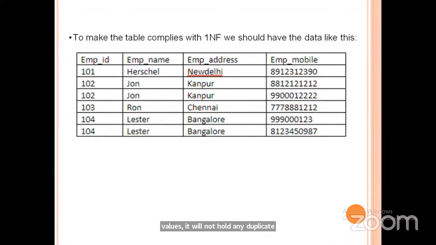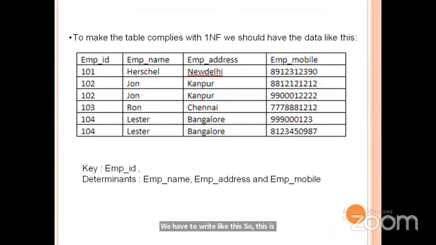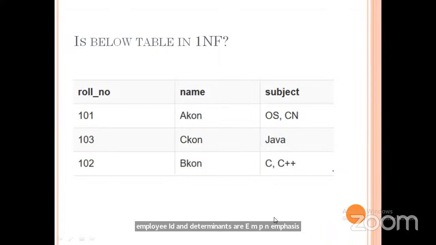So this is an example. To make the table comply with 1NF, we should have the data like this. 102 John Kanpur has one mobile number and the second mobile number we have to write like this. So this is what 1NF is. Here we can also say it is a functional dependency, and the identification key is employee ID. Now tell me, is this table 1NF?